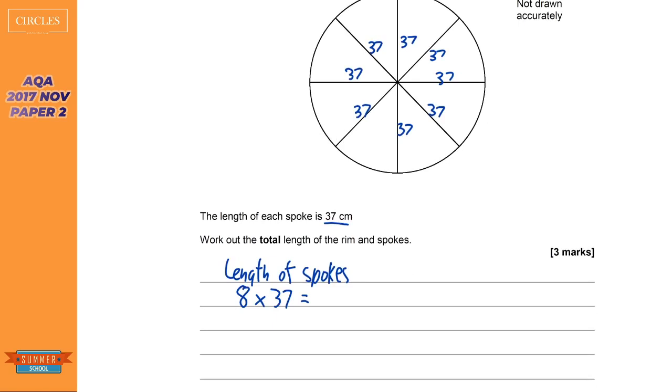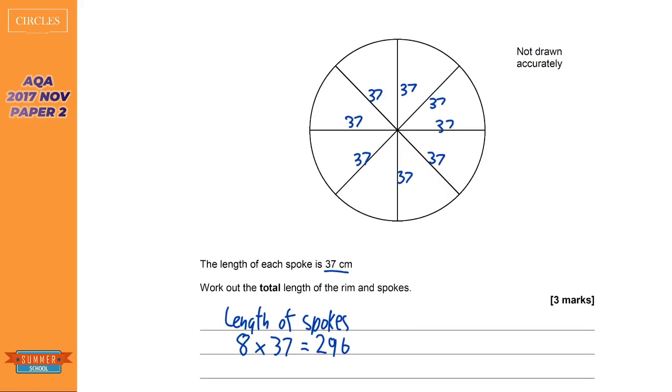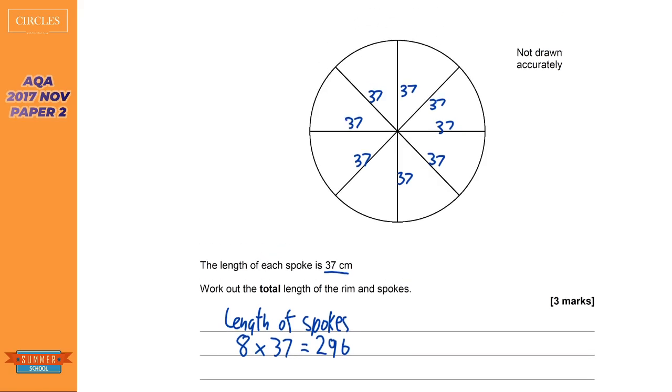So we're just going to do 8 times 37. This is a calculator paper, so I get my calculator out. 8 times 37 is 296. That would be centimetres, but I normally only put units in at the end unless we've got multiple units going on. Now it says it wants the length of the rim. The rim is the outside bit, this bit here, badly drawn, but you know what I mean. It is a circle, so we've got to figure out the circumference of the circle.